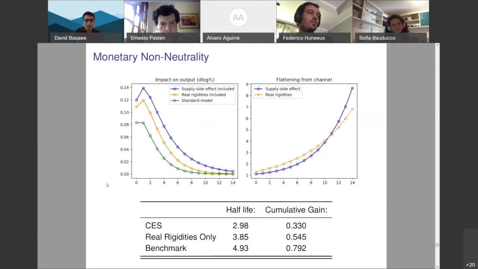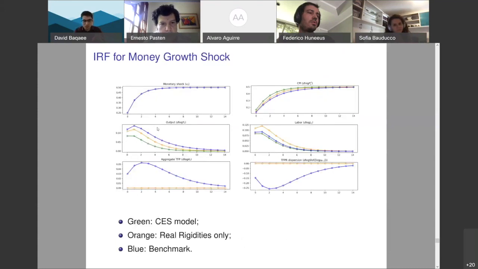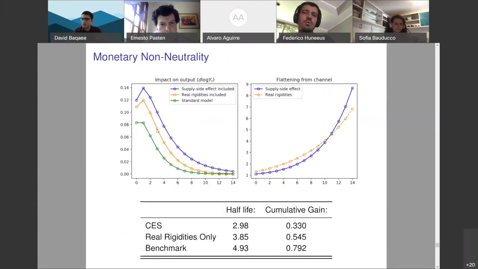Okay. So here we plot the two figures again. Here's the output response. I've copied this picture again, but made it bigger. And on the right panel, what we're doing is plotting the ratio of the orange to the green and the ratio of the blue to the orange. What you can see is that on impact, they both are raising the effectiveness of monetary policy by something like 20%. This number looks small, but it's because of the axis. These are about 1.3, 1.5, that's where they start.